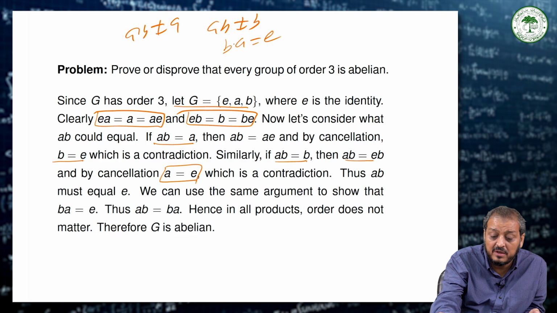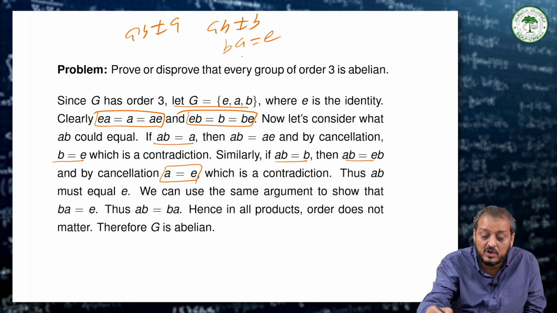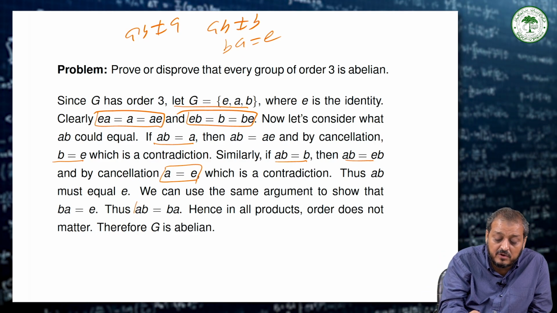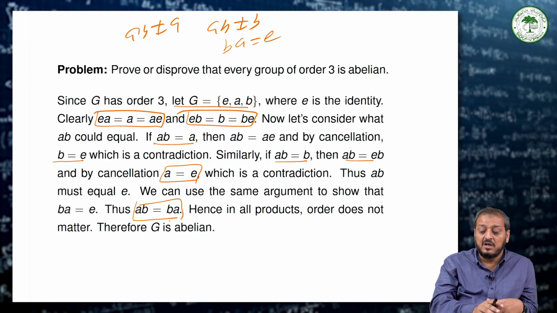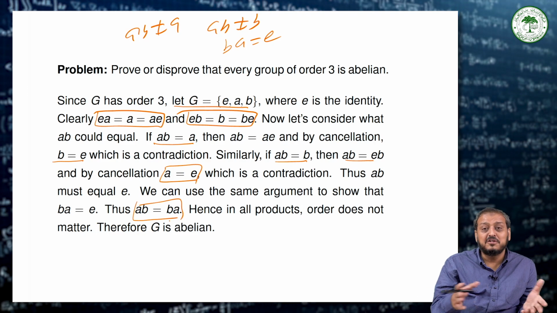So thus AB is identity, B is equal to identity. So we can say that AB is equal to BA. This means hence in all products order does not matter, G is abelian.